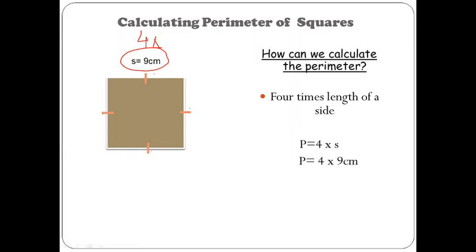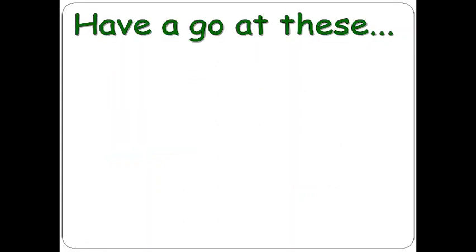So 4 times 9 equals 36 centimeters. So the perimeter for this square is 36 centimeters. You can see here 4 times 9 equals 36. So the distance around this square is 36 centimeters.